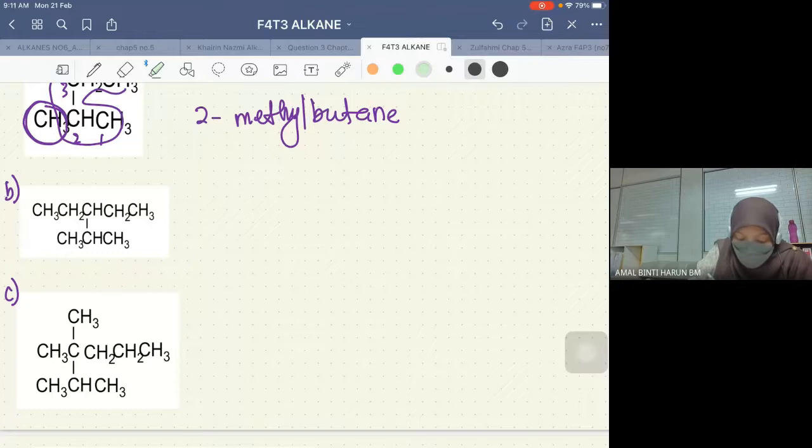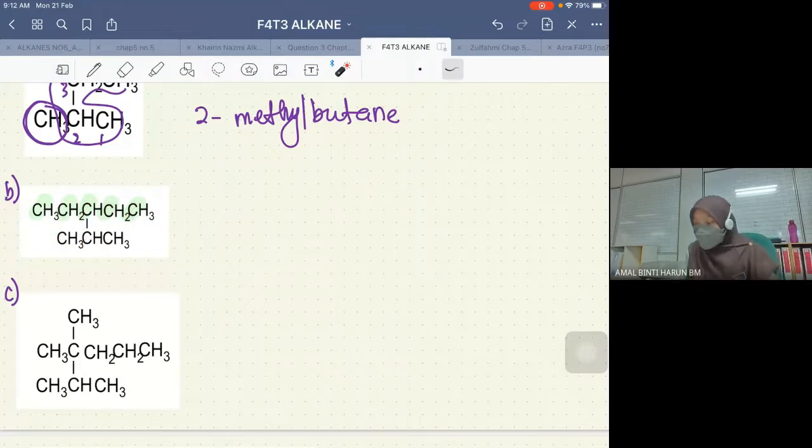Choose the longest carbon chain. Let us try carbon number 1, 2, 3, 4, 5. Okay, is there any longer carbon chain? 1, 2, 3, 4, 5. What else? 1, 2, 3, 4, 5. So kita pilih yang paling panjang, adalah 5 carbon. Okay, 5 carbon, but the one that produces more substituent. Okay, we have another option.